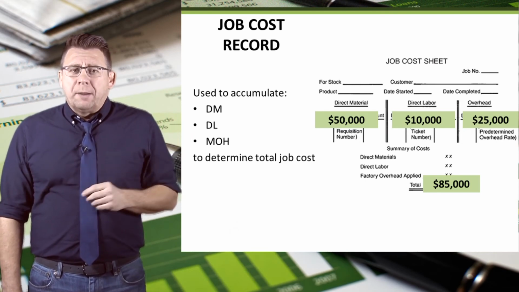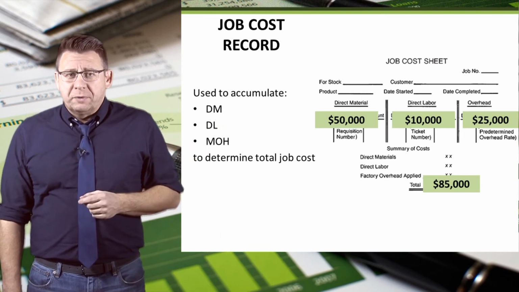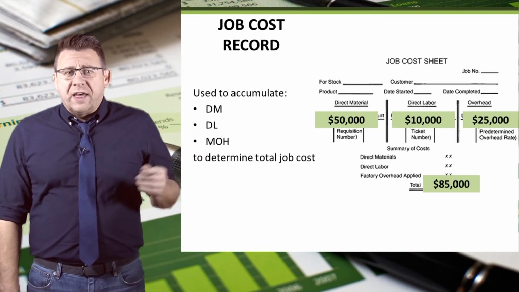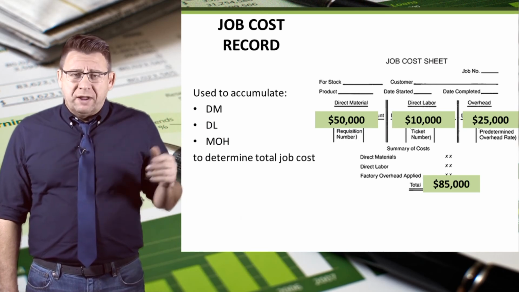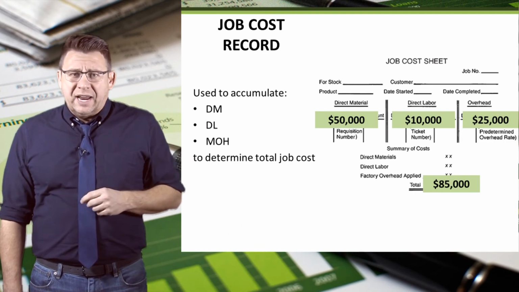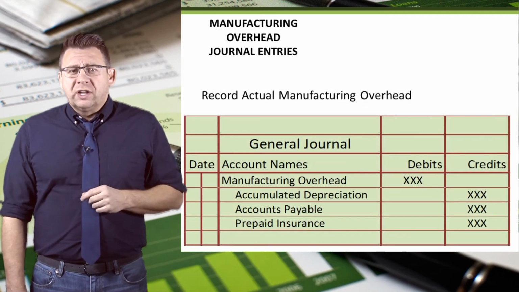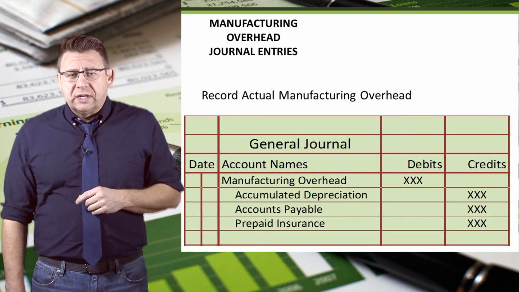A completed job cost record might look something like this: $50,000 for direct materials, $10,000 for direct labor and $25,000 for manufacturing overhead, making the total job cost $85,000. Finally, let's look at the journal entries related to manufacturing overhead.